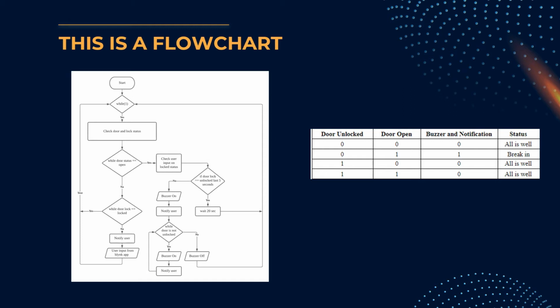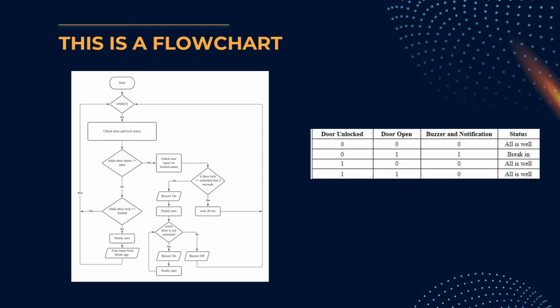On the other hand, if the door is currently closed and the door lock is unlocked, the system will notify the user and the user is required to make an input from the Blynk application. Another possible route is that if the door status is currently open, it will then check if there is any input on the door lock by the user in the last 5 seconds. If the user has unlocked the door in the last 5 seconds, the system will wait for another 20 seconds and repeat the process of status checking on the door and the door lock.